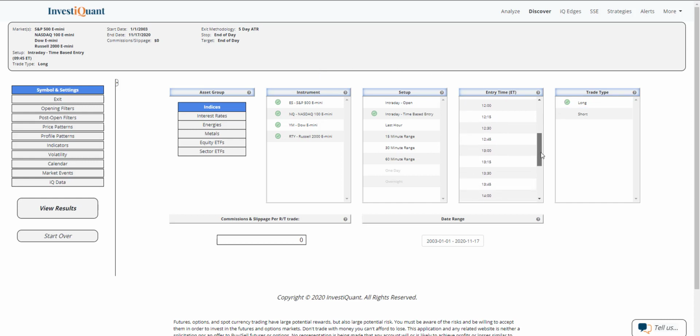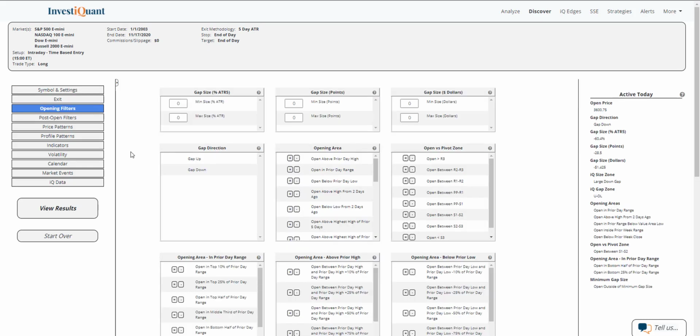The entry time that we're going to use is a long at 3 p.m. Eastern Time. It'll exit at the close of regular trading hours, which is 4:15 p.m. Eastern Time. Now, for opening filters, we had a sizable down gap. To describe that, I'm going to click down gap here, and then use a custom gap size as a percentage of the 5-day ATR. You can look over on the active today section, which shows you the information for the S&P. The S&P gap size this morning was down 60% of the 5-day ATR.